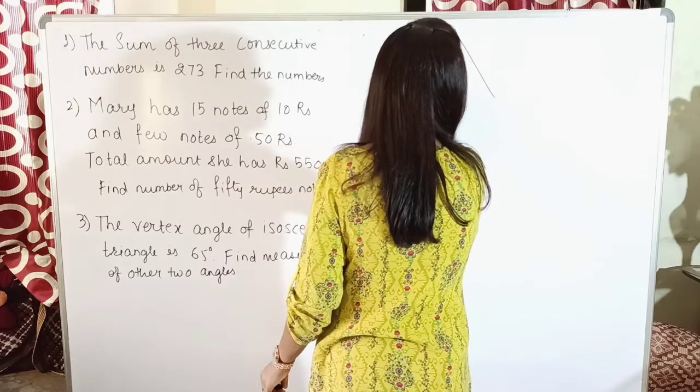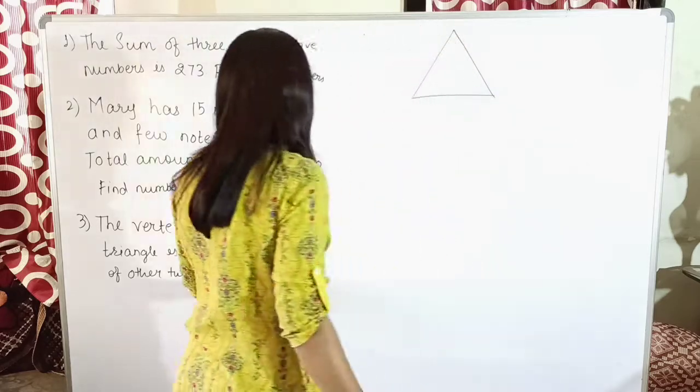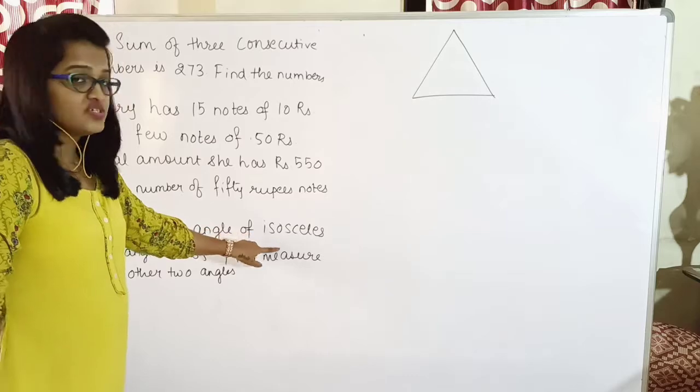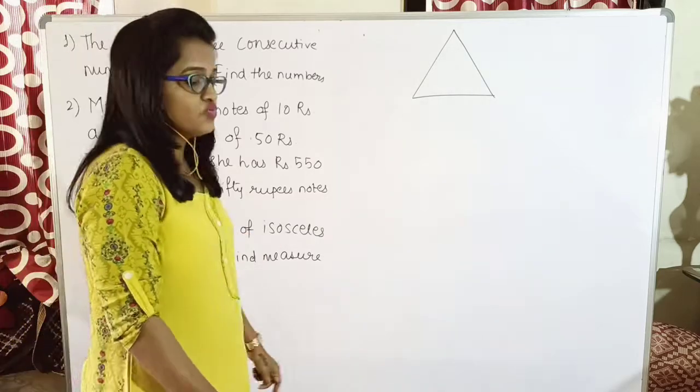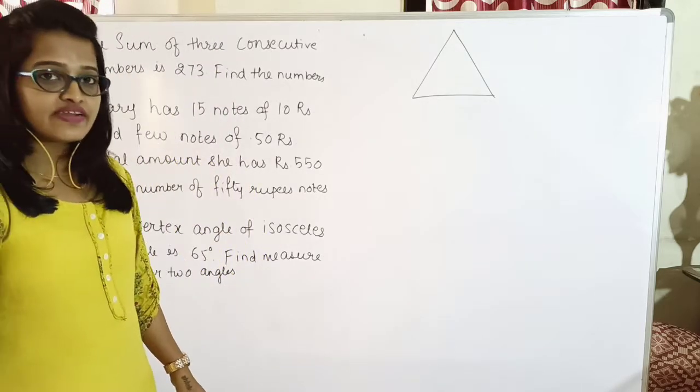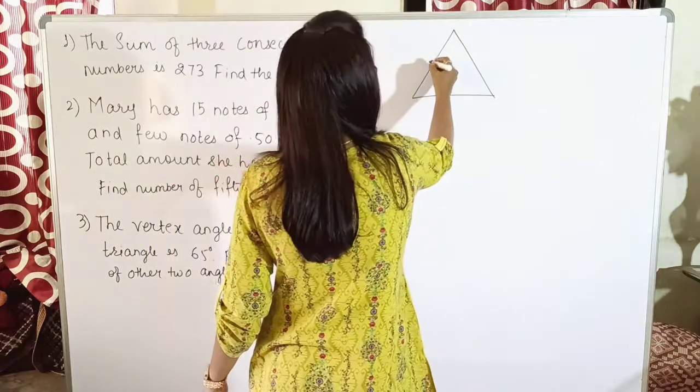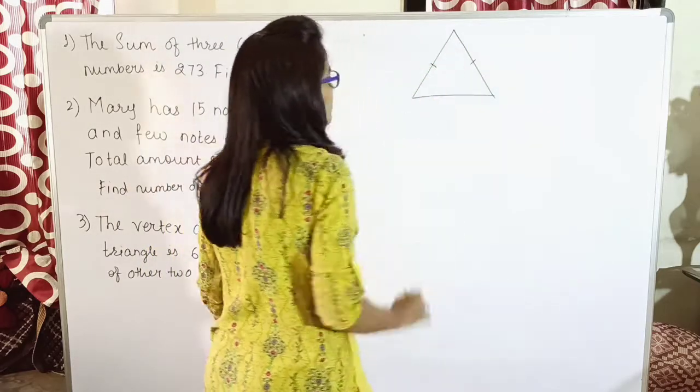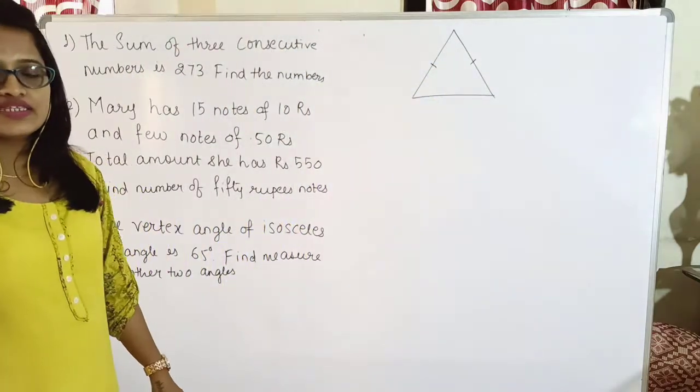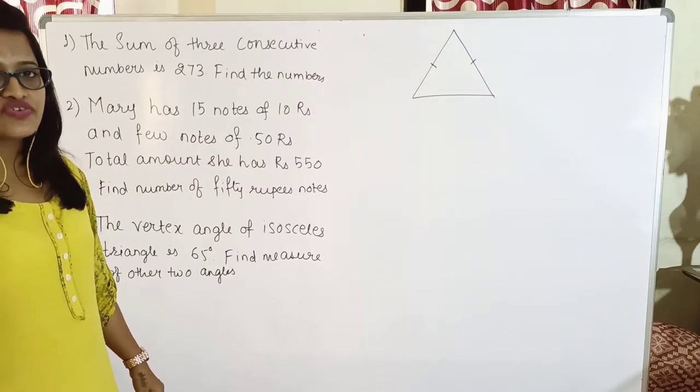So now, if I draw a triangle like this, it should be an isosceles triangle. They have specified the condition. So what is an isosceles triangle? A triangle in which two sides are equal. So it is called an isosceles triangle.